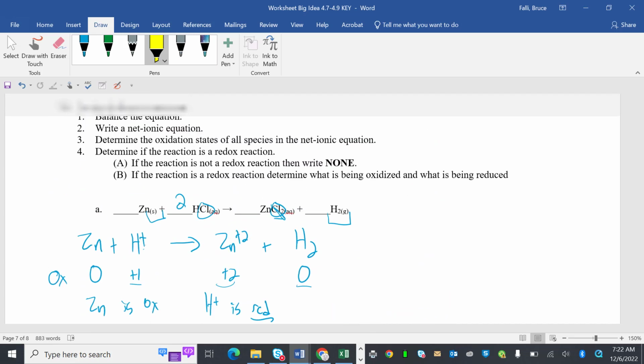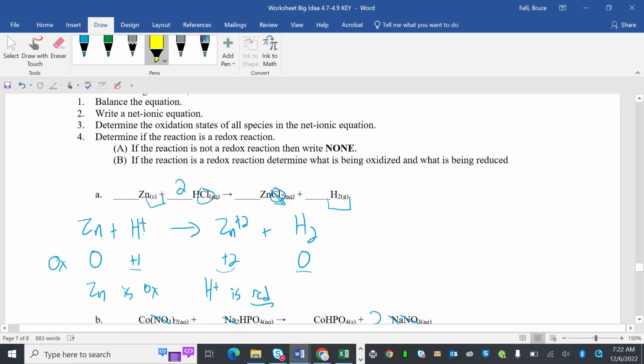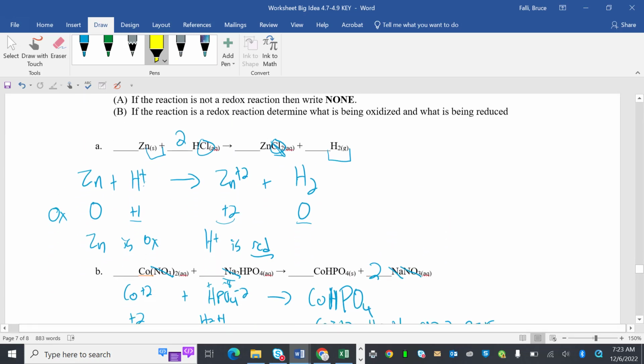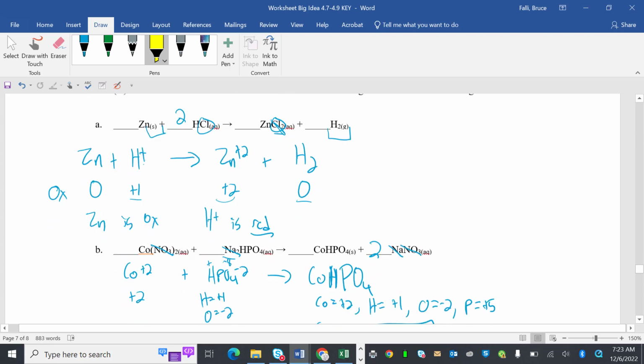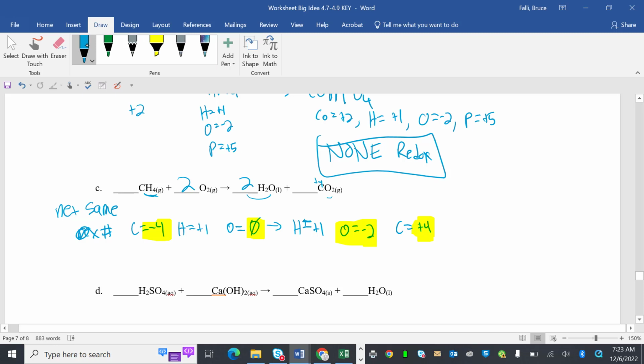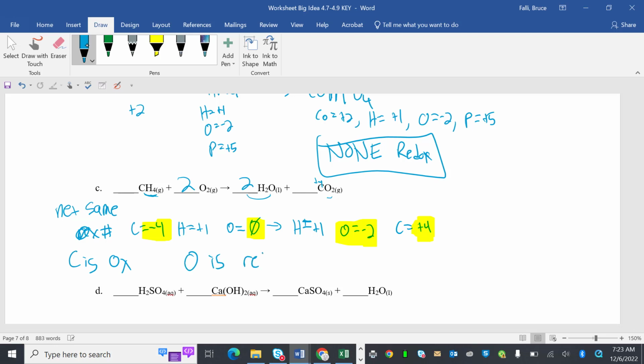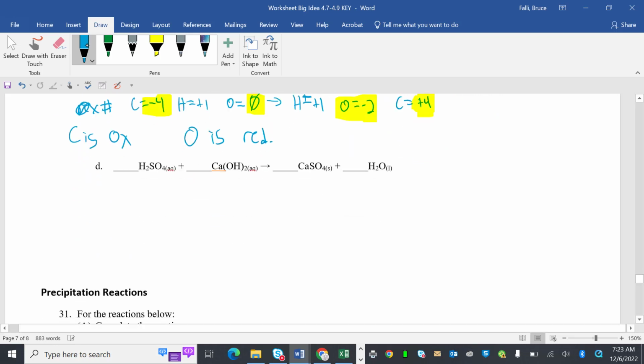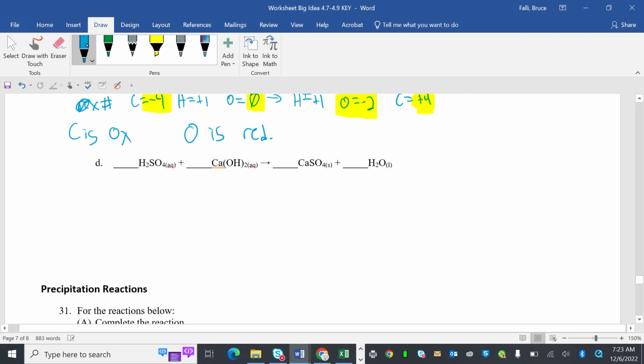Okay, what else are we supposed to put in here? Determine oxidation species, determine if the redox reaction, if the reaction is reduction. It's being oxidized, so it's being reduced. So on this one, carbon's charge is going up, so carbon is oxidized, and oxygen's charge is going down, oxygen is being reduced. Oh good, we're almost done with these.